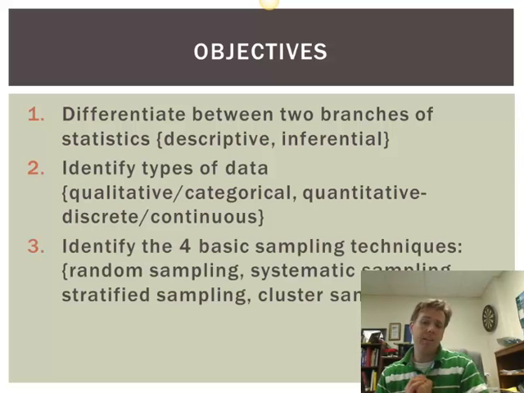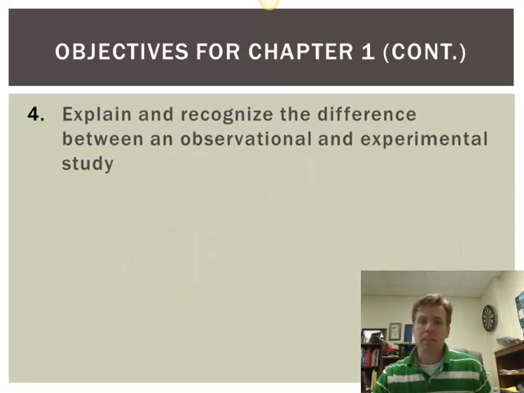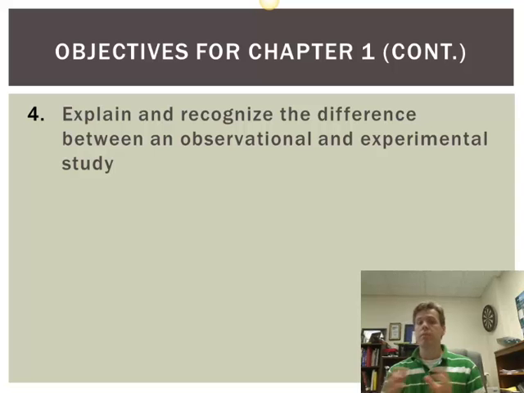And we need to identify the four types of sampling techniques. We have random sampling, systematic sampling, stratified sampling, and cluster sampling. And then to be able to explain and recognize differences between an observational study and an experimental study, because the conclusions we draw from those two different types of studies are completely different. And that's really important. That's a huge part of the entire course, actually.